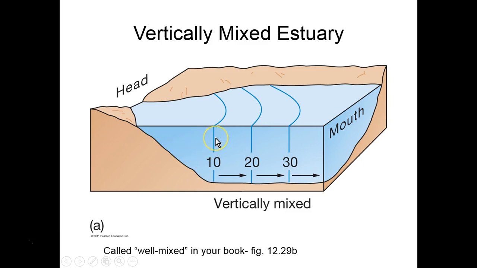All right. Vertically mixed again means that when you go from the surface down, it's the same salinity all the way to the bottom, right? So right here at this location, salinity is 10 parts per thousand. Right here, salinity is 20 all the way down. Here, salinity is 30 all the way down. Okay, so it is vertically mixed. In your book, it says well mixed.